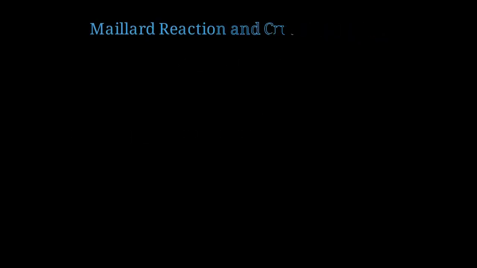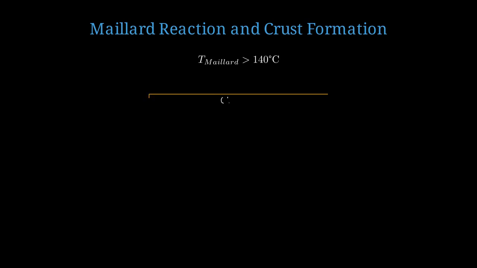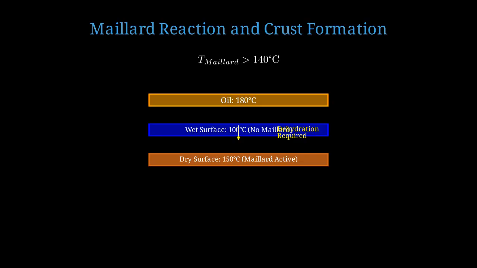The crust formation involves the Maillard reaction, which is a chemical reaction between amino acids and reducing sugars. This reaction requires temperatures above 140 degrees Celsius. This is why the surface must dehydrate first before browning can occur. While the surface is wet, it stays at 100 degrees and no Maillard browning occurs. Only after dehydration can the surface temperature rise above 140 and browning begins.